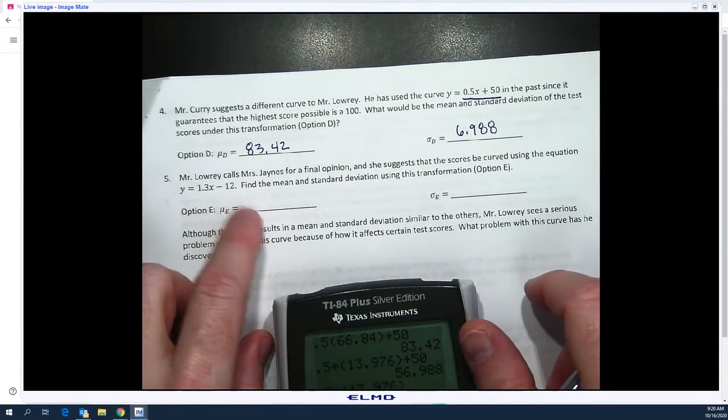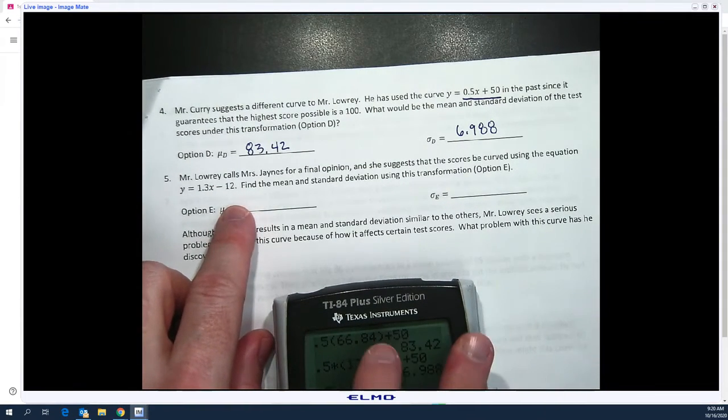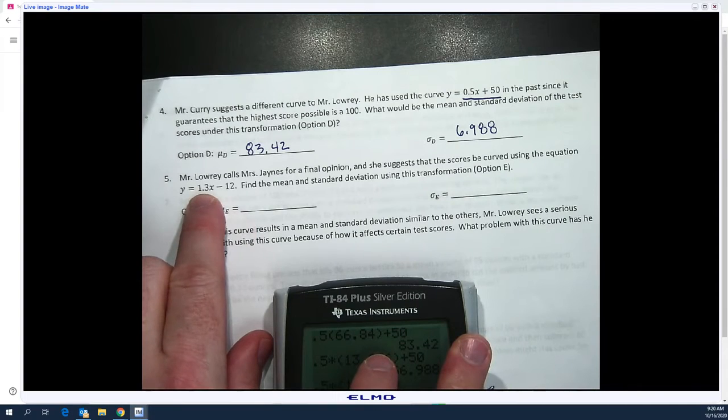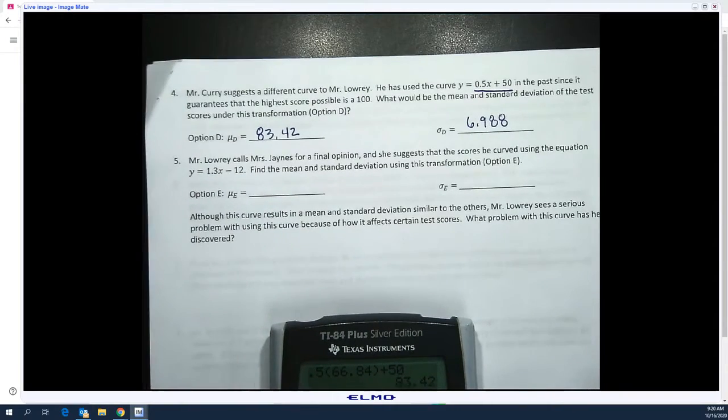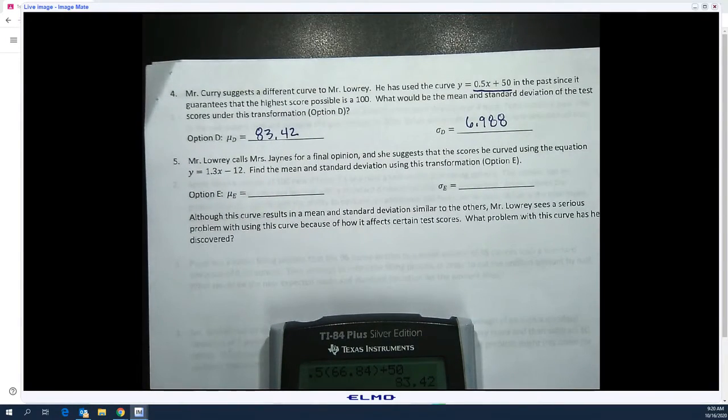Then let's finally look at this one, which is a 1.3 multiplier, so a 30% increase, and then subtract 12. So once you guys find that, I'll find it as well, based off the original data.